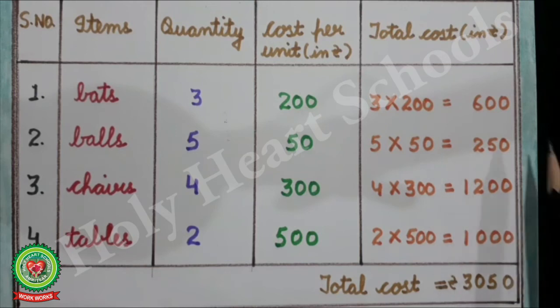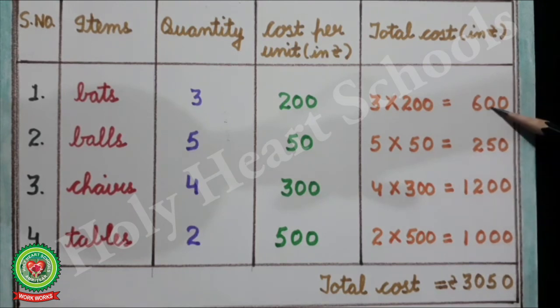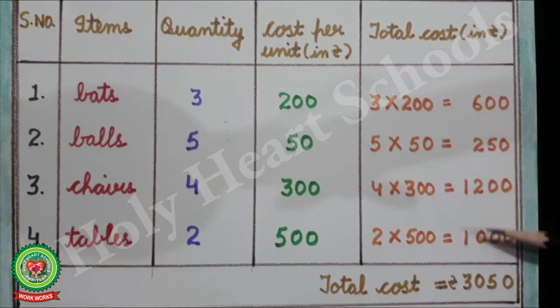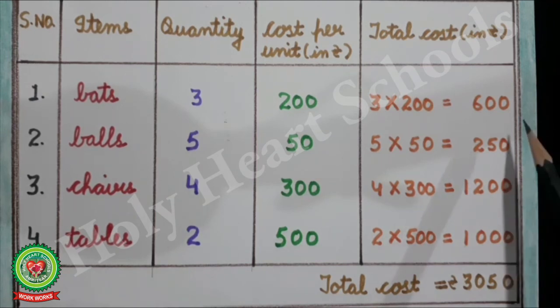But while writing the total cost of each item, you must keep one thing in mind: the ones place digit should be written under the ones place, the tens place under the tens place, the hundreds place under the hundreds place, and the thousands place under the thousands place. It will help you to do the calculation easily. Here you know how to do the addition as you have done in your earlier classes.